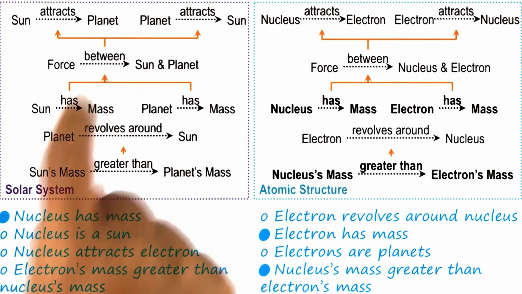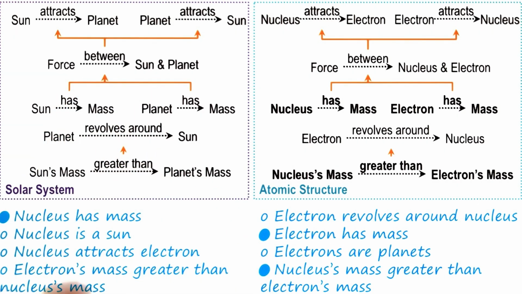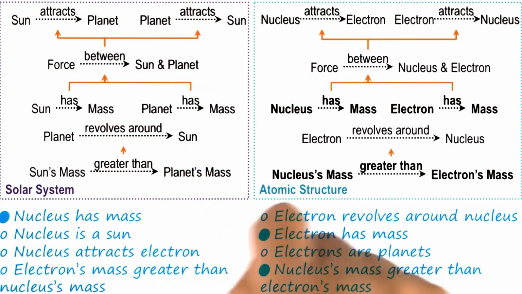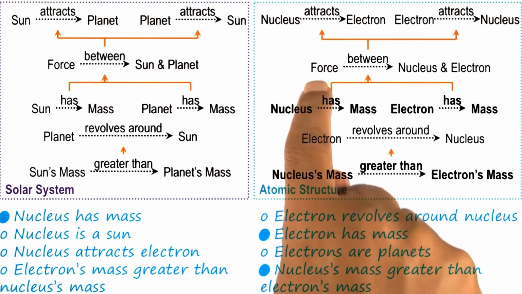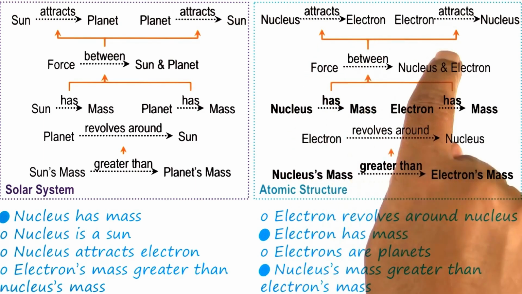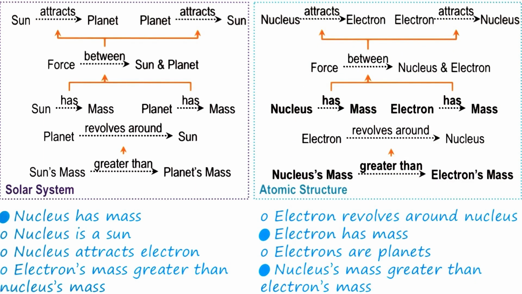The edges in this graph correspond to relationships, such as force between sun and planet, or sun attracts planet and planet attracts sun. Once again, this graphical representation of the model of the atomic structure, the vertices represent the objects and the features, and the edges represent the relationship between the objects.